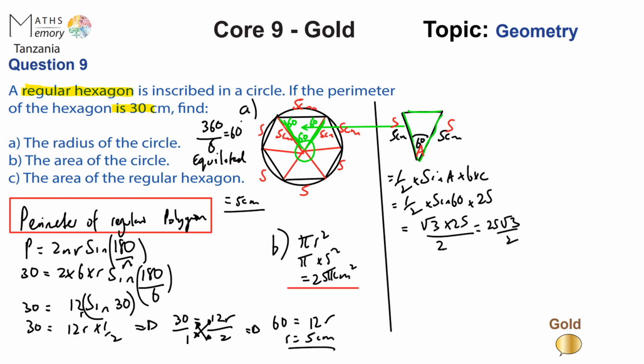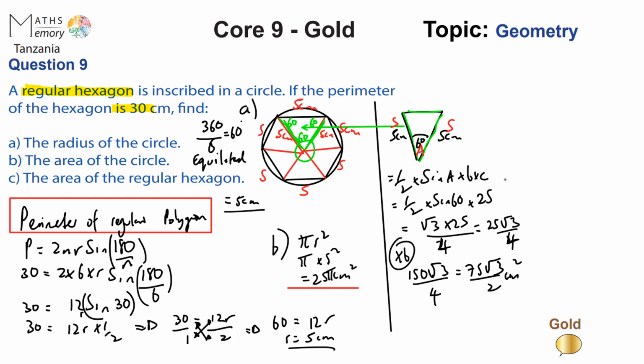Let's times that by 6 now. We're going to times it by 6 because there's 6 equilateral triangles. That was one equilateral triangle. So we have 150 root 3 over 4. In fact, I made a mistake over here. This should be 4, because this is going to be root 3 over 2 times a half. So my apologies, this is 4 over here. So this will give us 75 root 3 over 2 centimeters squared.